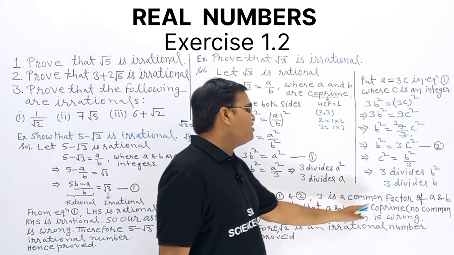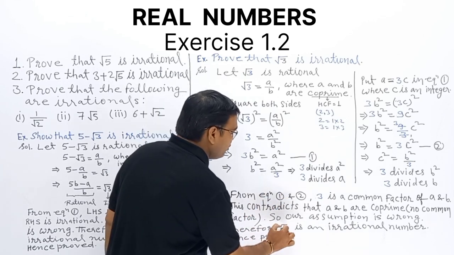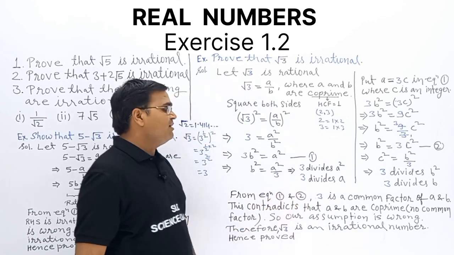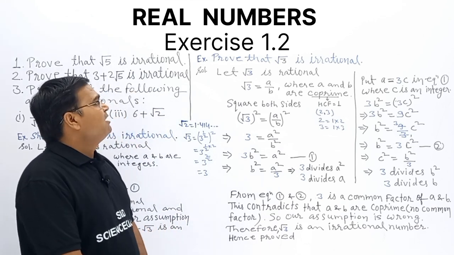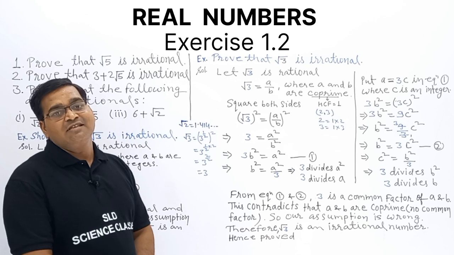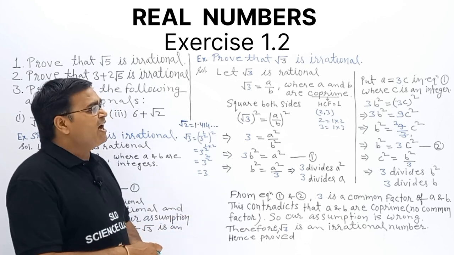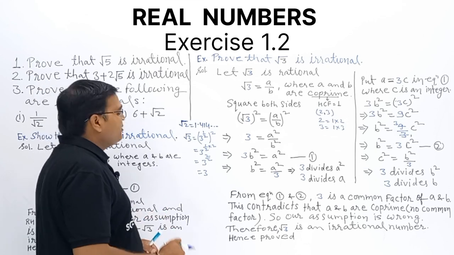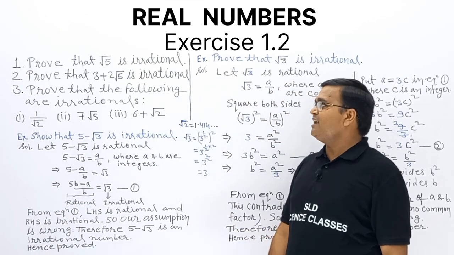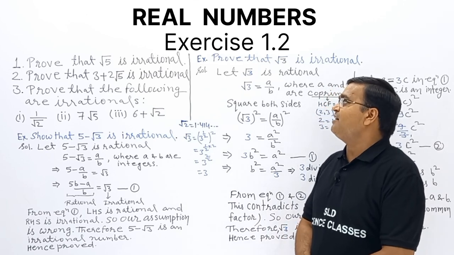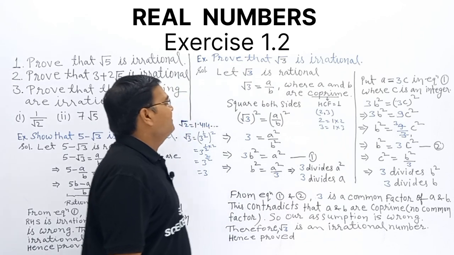So our assumption is wrong. Therefore root 3 is an irrational number. And in this way we proved that root 3 is irrational. So this is a similar process. So now I am taking question number 1 of exercise 1.2. And that one is: prove that root 5 is irrational. Same process we will follow there.